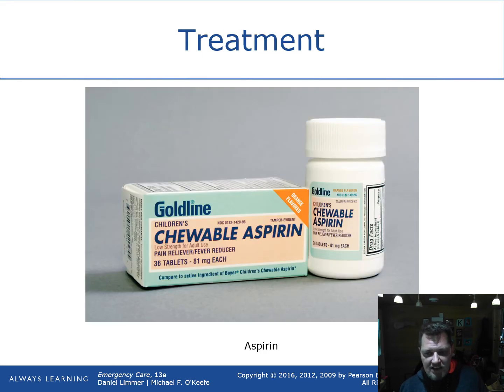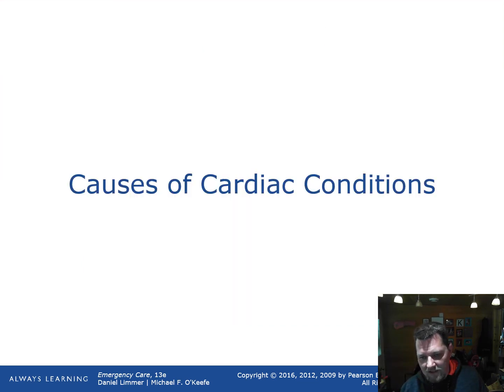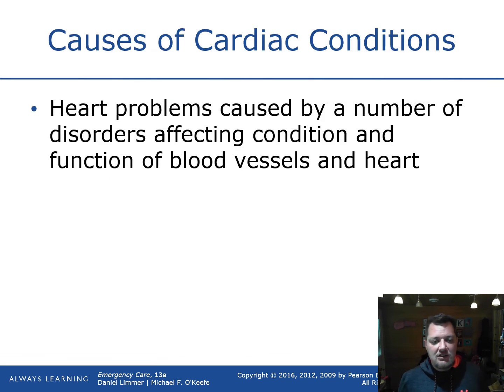Okay, so this is the aspirin. Again, the dose is 81 milligrams, and we're going to give 4 of them to equal a total dose of 324. We need the chewable aspirin, so that way they can chew it. And this is given buccally, so when they chew it, it gets absorbed through the lining of the cheek. Okay, so causes of cardiac conditions.